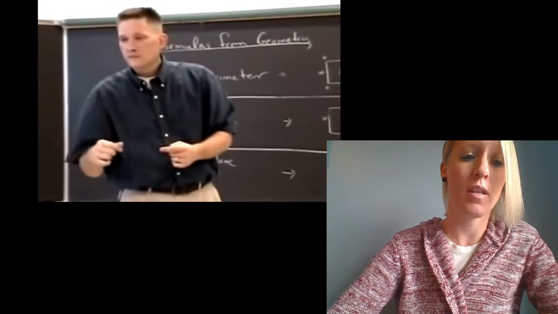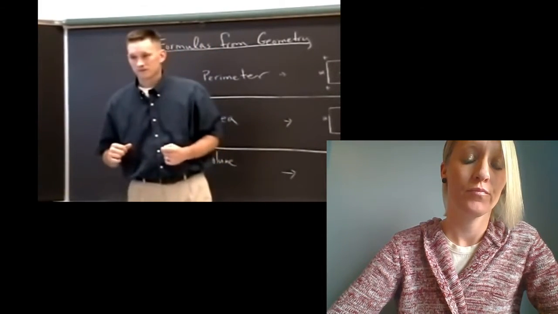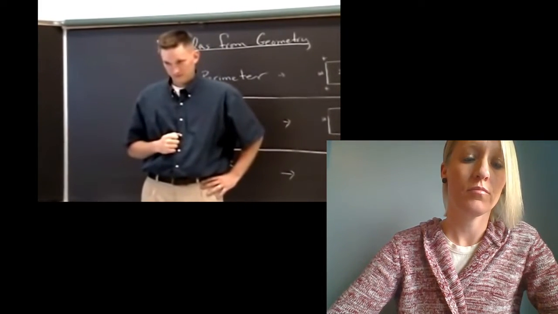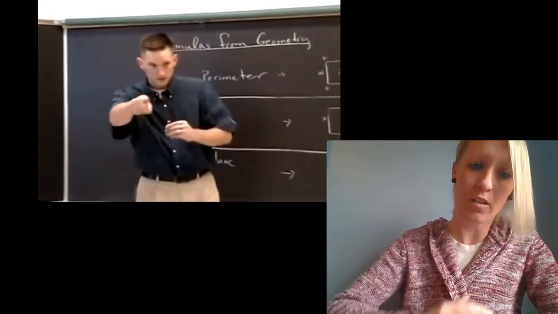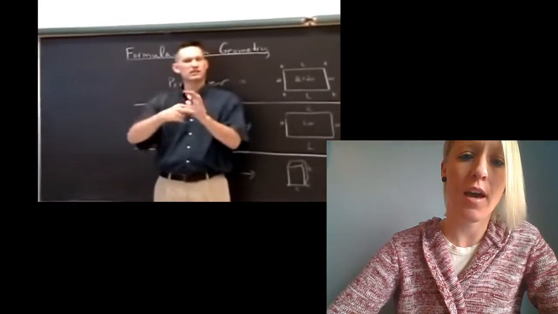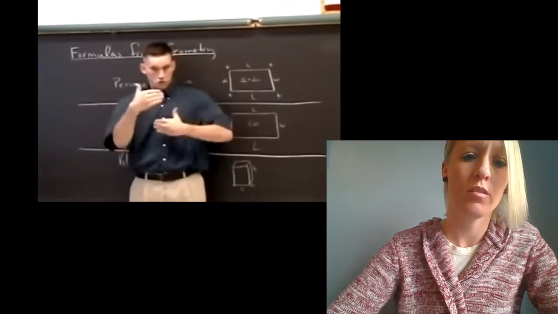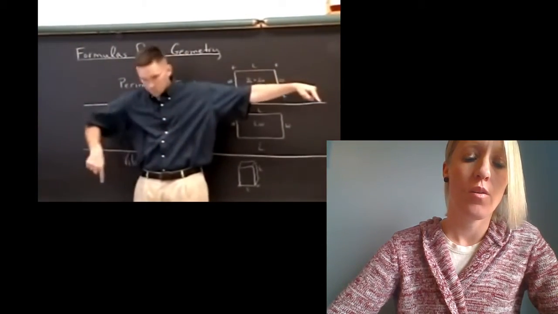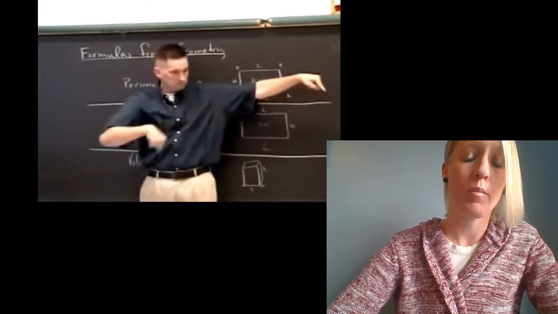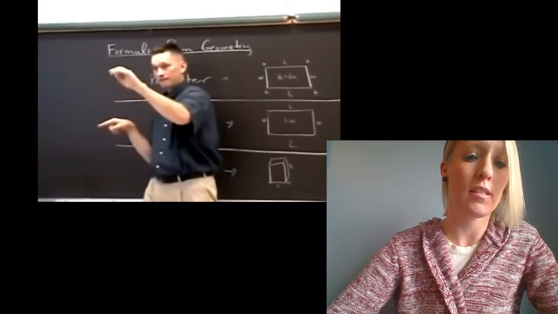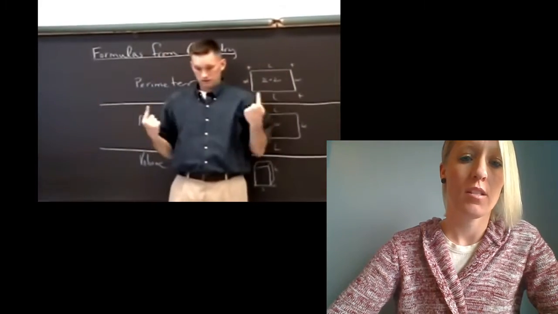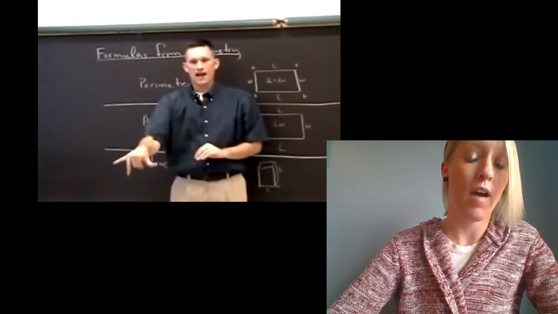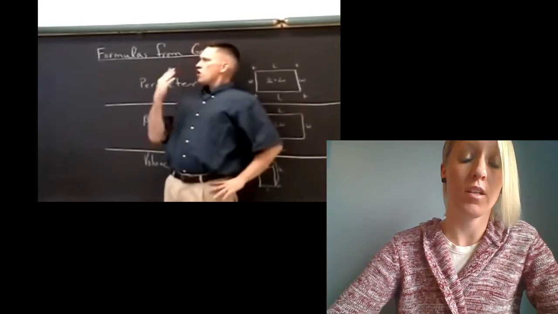Does anybody know what that means? Good. Does anyone have anything else to add about the meaning of perimeter? Okay, so perimeter is measuring the sides of something. We have the length and we have the width. Say the length is 5 feet and the width is 10 feet.